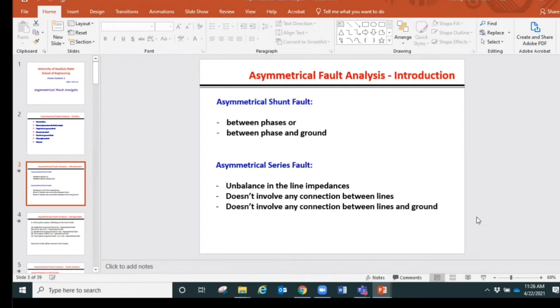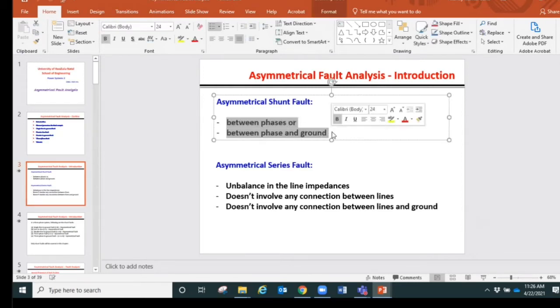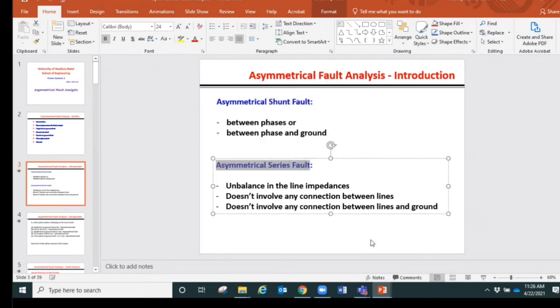Also, we can find asymmetrical fault in another form. These two faults that we are talking about here, between phases and between phase and ground, are classified as shunt fault. But the other type of asymmetrical fault is called series fault. Those are when a line is broken, for example phase A is broken, and B and C are fine. So it's in the line impedance.